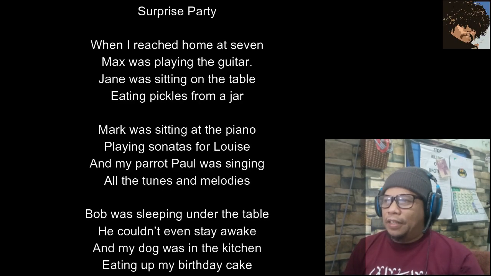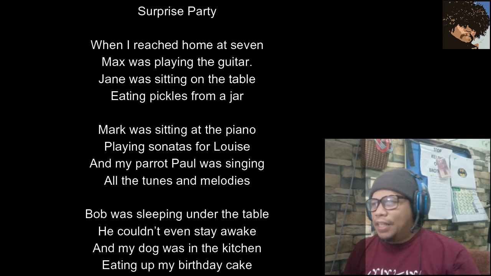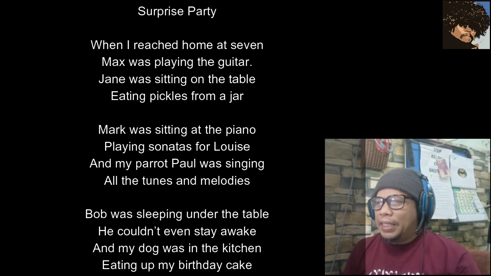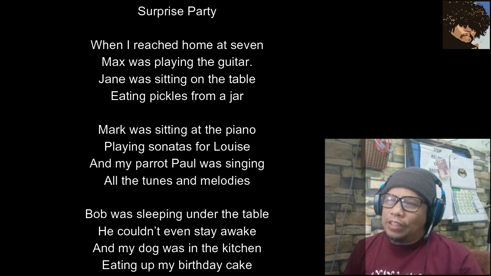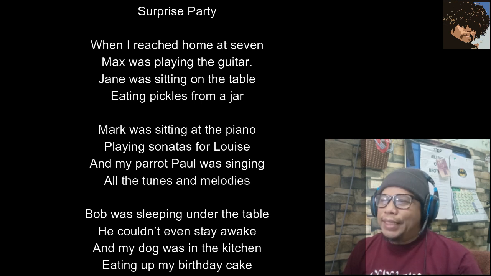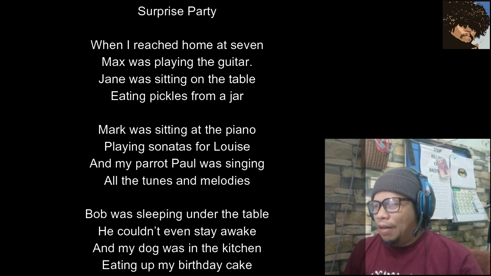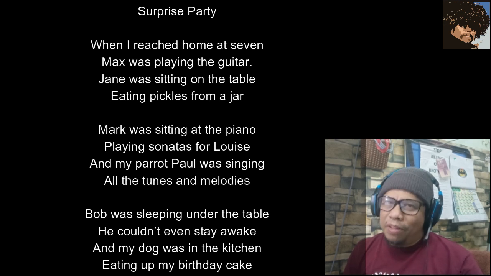Surprise party. When I reached home at 7, Max was playing the guitar. Jane was sitting on the table, eating pickles from a jar. Mark was sitting at the piano, playing sonatas for Louise, and my parrot Paul was singing all the tunes and melodies. Bob was sleeping under the table. He couldn't even stay awake, and my dog was in the kitchen, eating up my birthday cake.